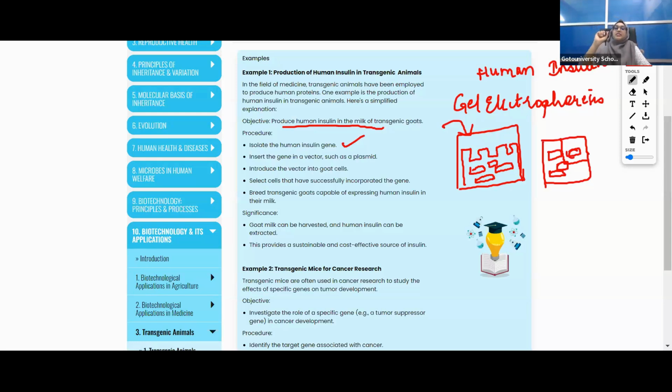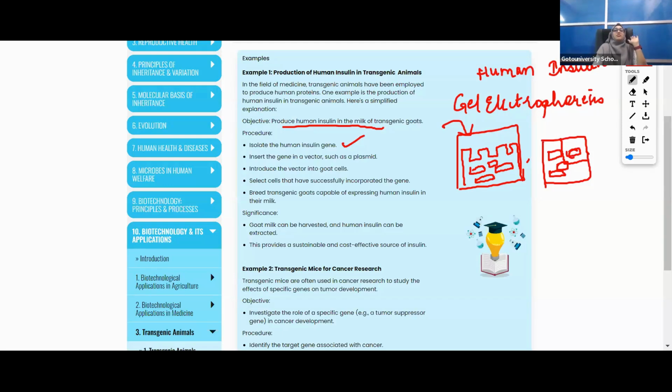Then we are inserting the gene in a vector. We have studied about the plasmid also. In a plasmid, it is acting as a vector. So in a vector, we are inserting this gene. Then we are introducing this vector in the goat cell. Is it clear? So select cells that have successfully incorporated the gene. Then breed transgenic goats capable of expressing human insulin in their milk.